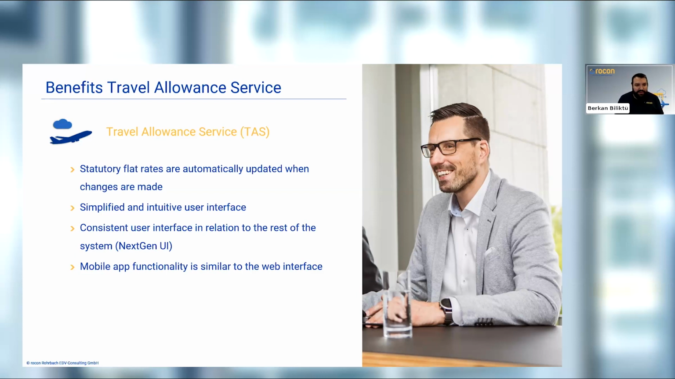In addition to that, we have a consistent user interface in relation to the rest of the system, because the travel allowance service has been developed with the NextGen UI, which was introduced 2 years ago. There we basically have no break in the system anymore when you are upgraded to the travel allowance service. And as the last topic, the mobile app functionality is basically similar to the web interface. So the product gap there has been solved as well with the travel allowance service.